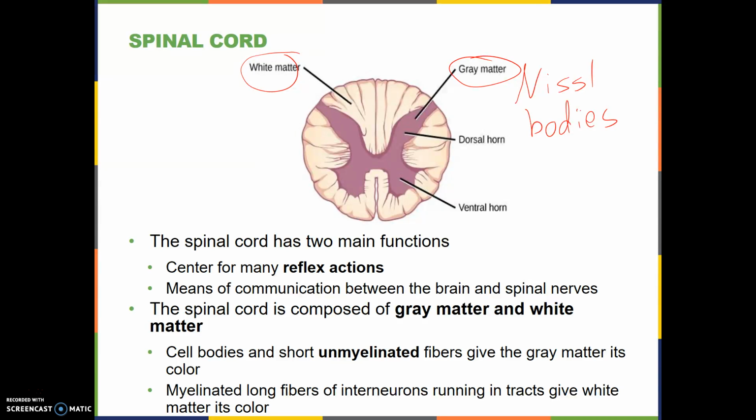But the point is, if the Nissl bodies are found in the cell body, in the soma, then gray matter contains a lot of cell bodies of neurons. And white matter contains myelinated axons. Those myelinated axons cause the white color, because the myelin is filled with fat, or lipids, which makes it look white. So the spinal cord has two main functions. The functions are reflex actions and communication.